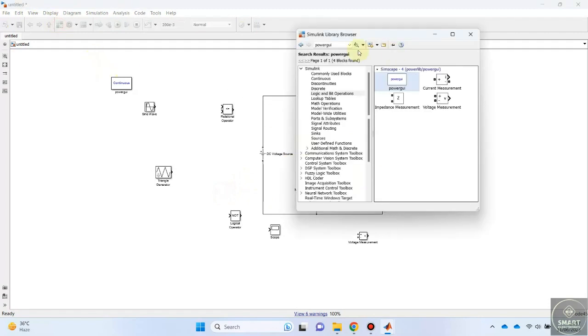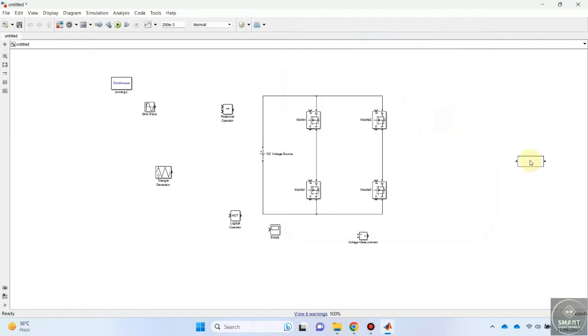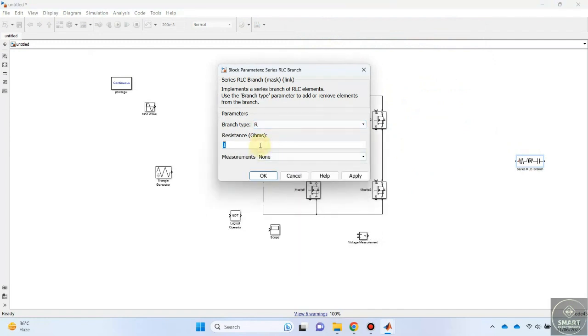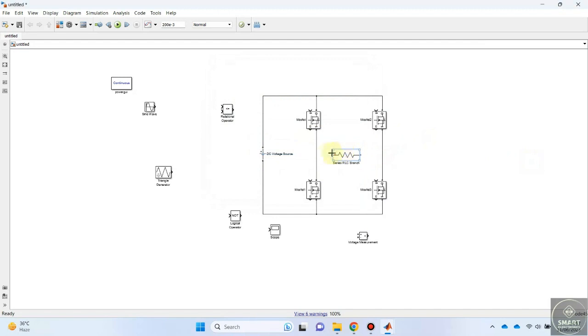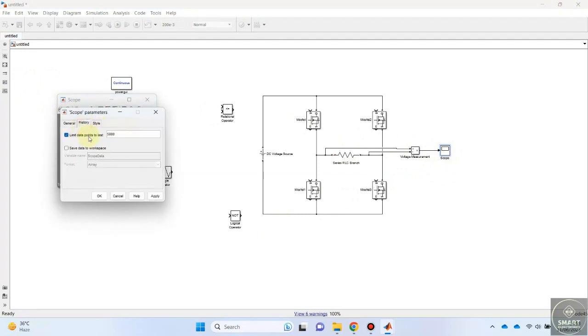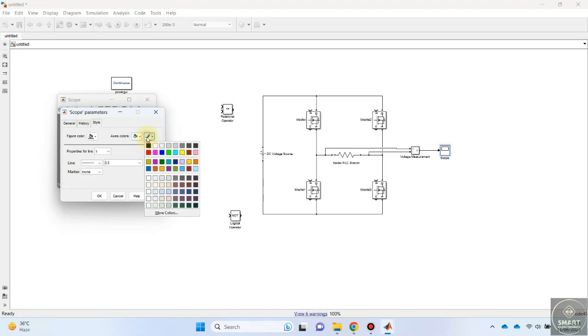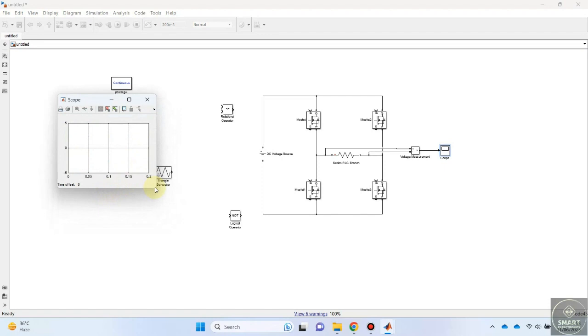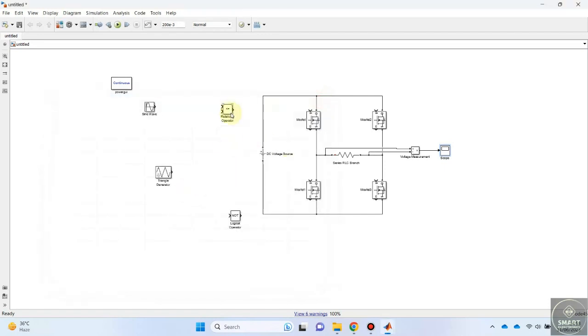We need the load to test the simulation, that is RLC. So let's just use the resistive load with the value of 10 ohms and connect it at the output of the inverter H bridge. Then we have a voltage measurement to measure the voltage, then a scope, and obviously we can change the parameters of the scope and axis colors. Let's change the width as well, line width. Alright, so we have changed the parameters of the scope.